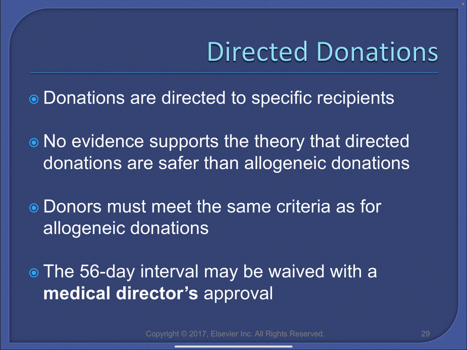So basically, in collecting, you would get a health history. Testing requirements are the same for directed donors as allogenic blood donations as well. So we would still have to determine the ABO and the RH phenotype, even if it's directed, obviously. And there is a 56-day interval between donations, and this may be waived if you have the medical director's approval.